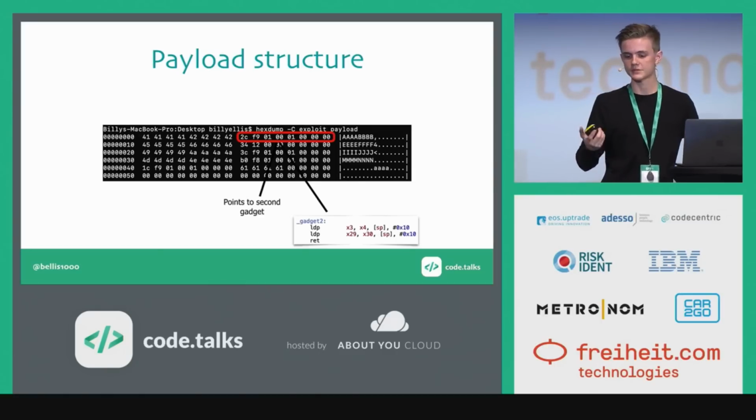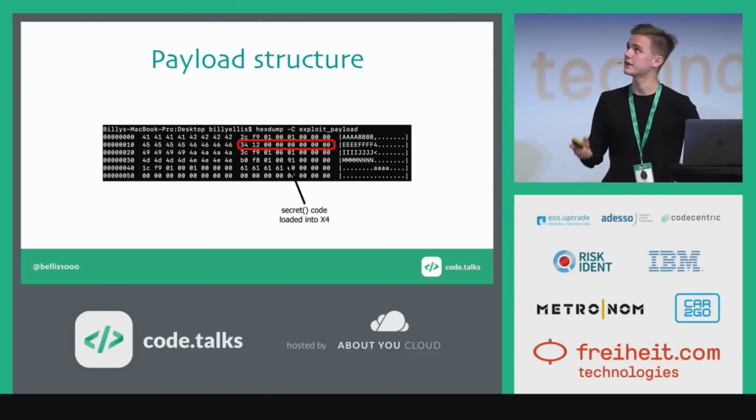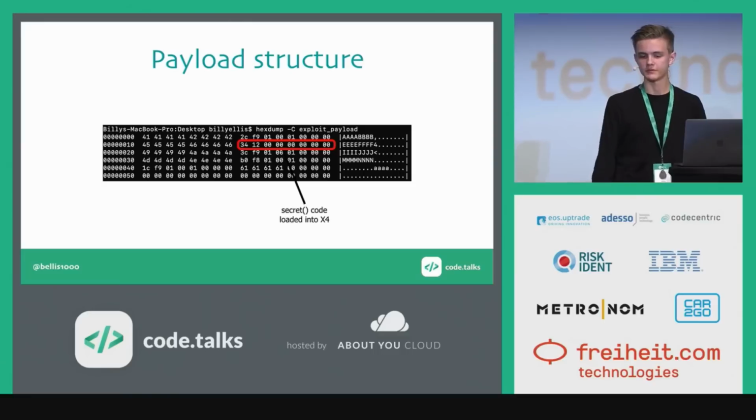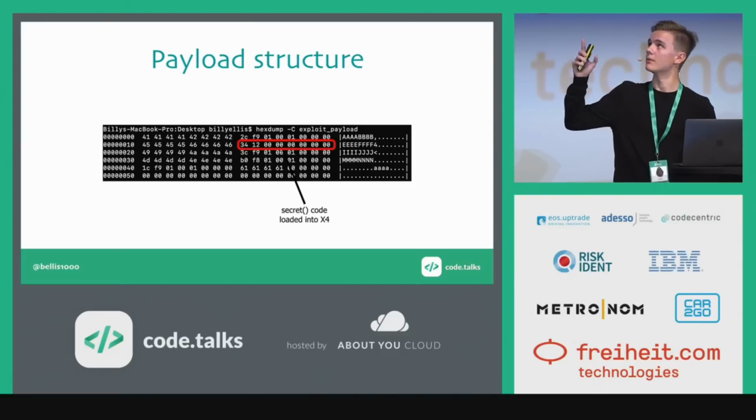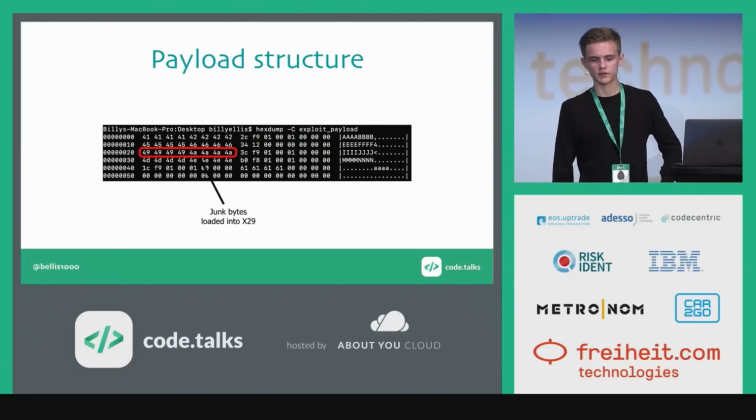Which is going to prepare x3 and x4. Then we have some more junk for x3 because we don't want to control that one. The actual secret code itself goes into x4. So that's 1, 2, 3, 4. And by the way, this is all in little endian. That's why the bytes are in reverse order. Then we have some more junk for x29.